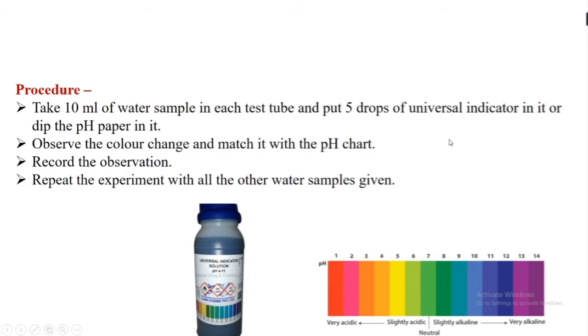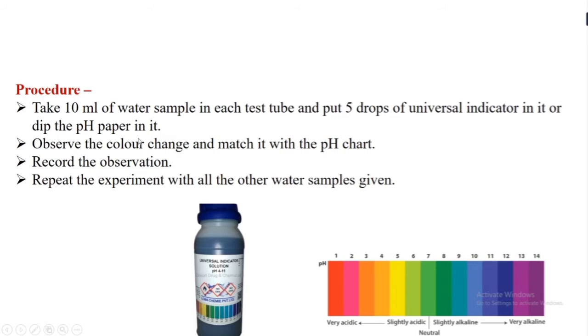So when you're adding universal indicator, you will not use the pH paper, and if you're using the pH paper, you will not use the universal indicator. But from my experience, what I would suggest is universal indicator gives you better results than the pH paper. So you will take 10 ml of 3 water samples in 3 test tubes, and you will add 5 drops of universal indicator to each of these water samples, and then you have to shake it a little so that it gets mixed, and you have to observe the color change.